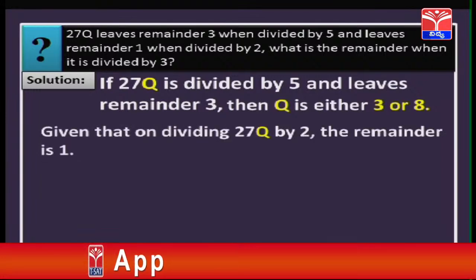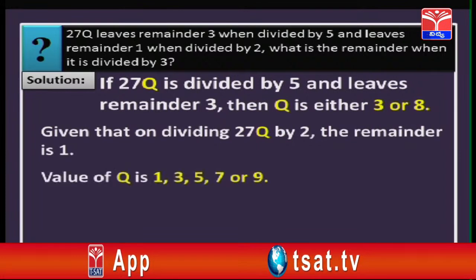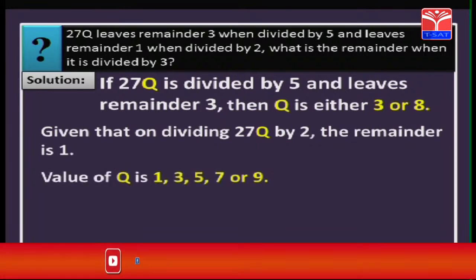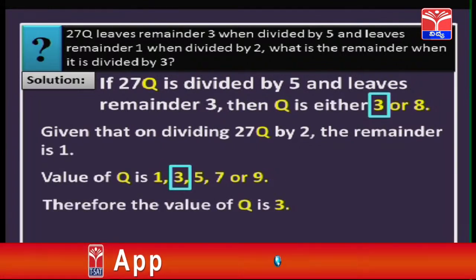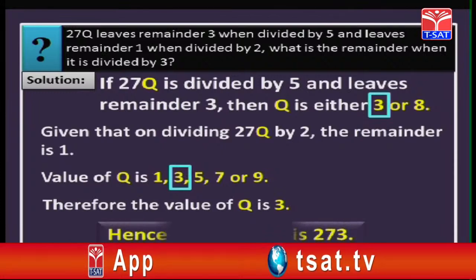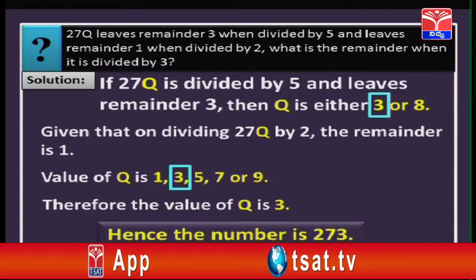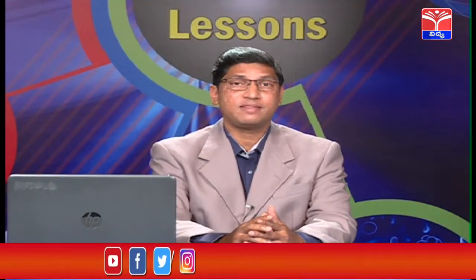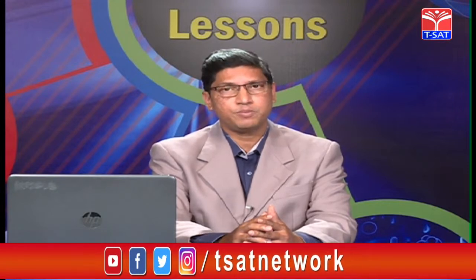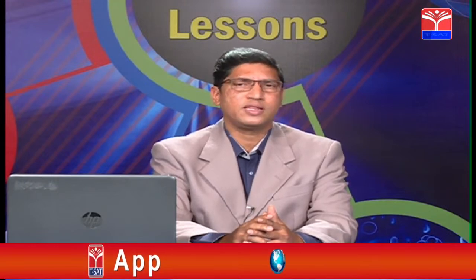And also it is given that when the given number is divided by 2, the remainder is 1. Hence, the value of Q is either 1, 3, 5, 7 or 9. Now, if you notice in these two, the common number is 3. Hence, I can say the value of Q is 3. Therefore, what is the number, children? Yes, it is 273. So, children, till now we have learnt about place value of a digit, factors and multiples of numbers, divisibility rules, and we have solved a few examples also.